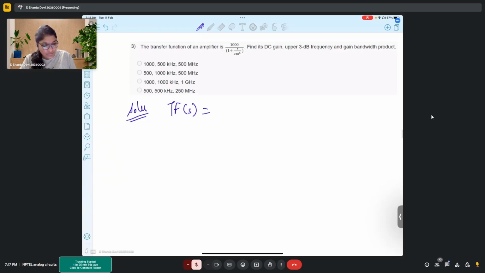Transfer function is 1 plus s over 5 into the power 6. Find its DC gain, upper 3 dB frequency, and gain bandwidth product.